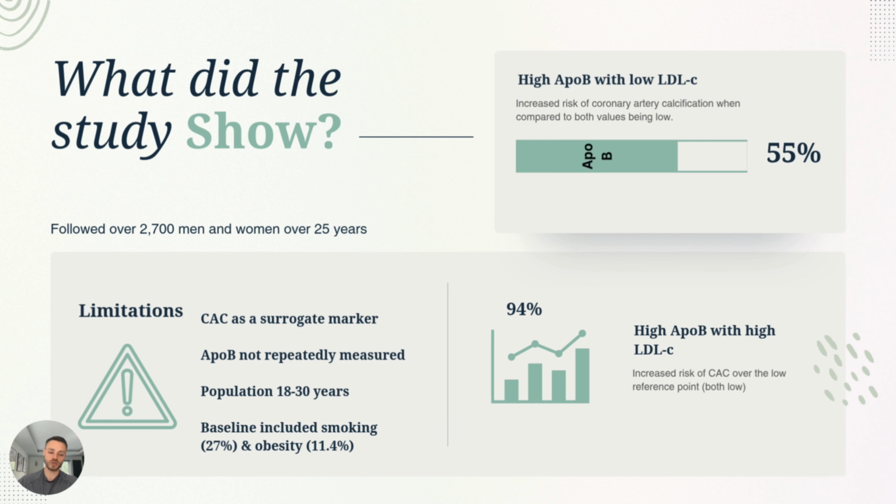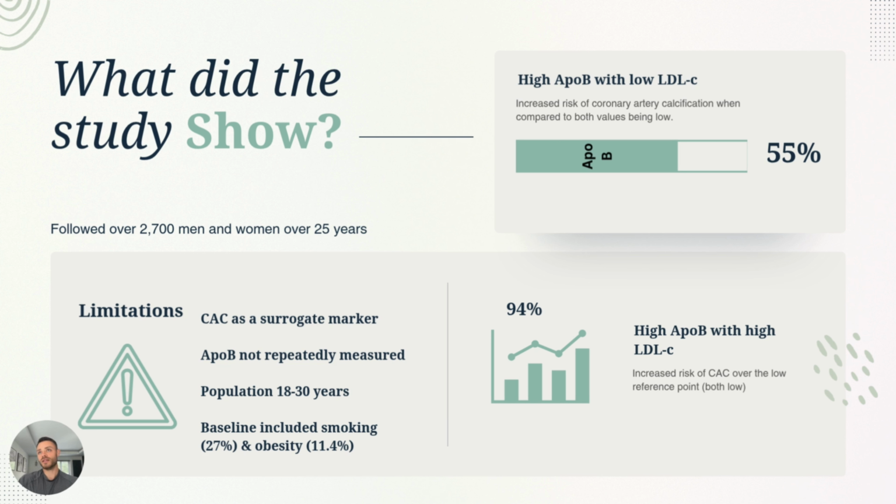The population studied was 18 to 30 years old. They were then followed up on average 25 years later. How does this correlate if you were to then start in your 50s and review when you are 75, 80? Again, we can't extrapolate it fully, but we can have a good idea that you will have some benefit if we lower ApoB. And the baseline population were obese in 11.4% of people, and 27% of them were smoking.